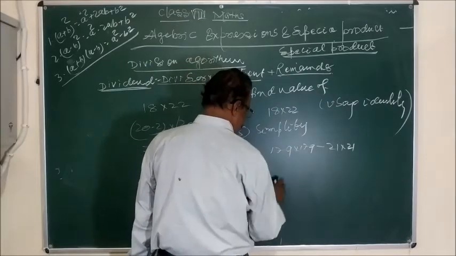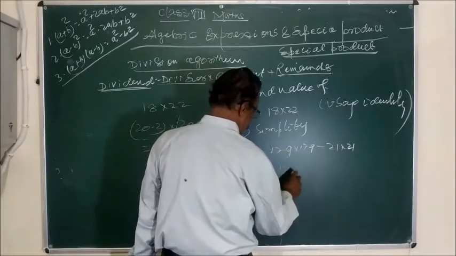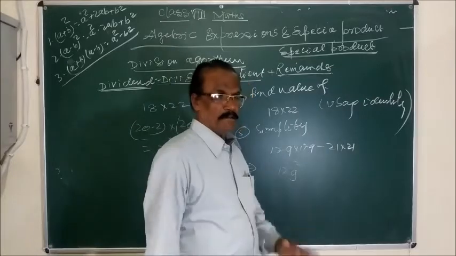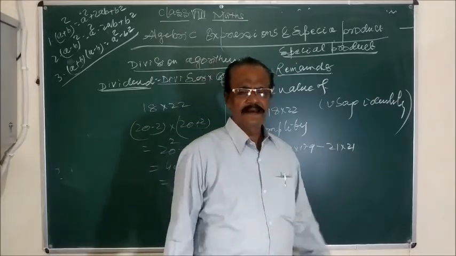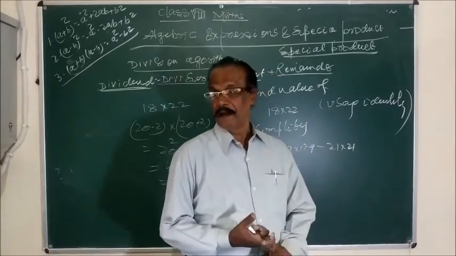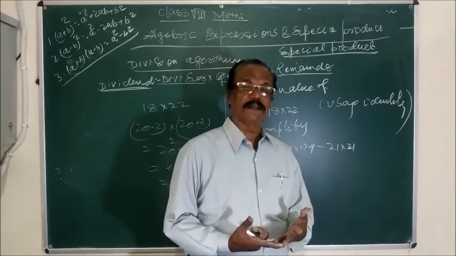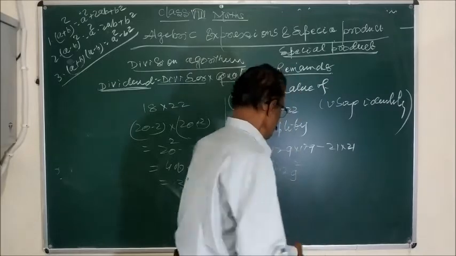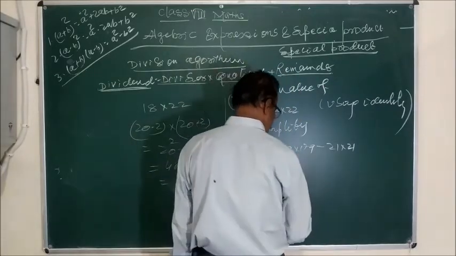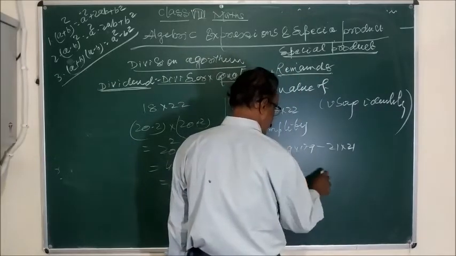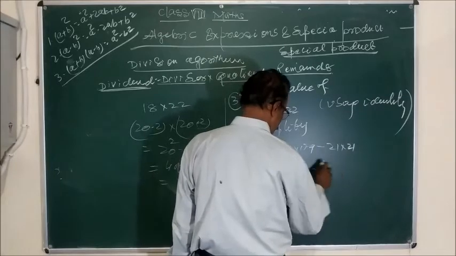So 179 into 179, what is the definition of a square? If a number is multiplied by itself, that is called a square. If you multiply a number or term by itself 3 times, that is called a cube, like that. So 179 into 179, 179 is a square, 21 into 21, 21 is a square.